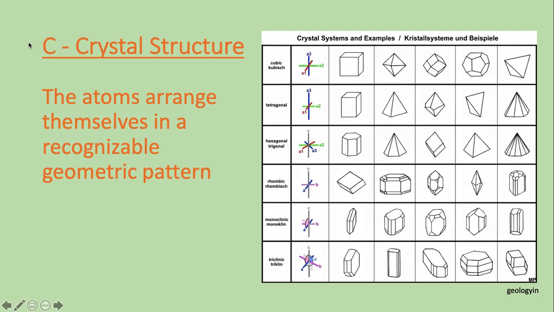The second C is for crystal structure. That means the atoms arrange themselves in a recognizable geometric pattern. And there's some examples in this chart on the right side.